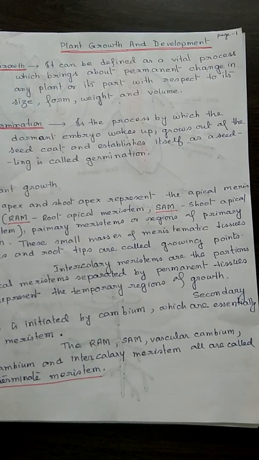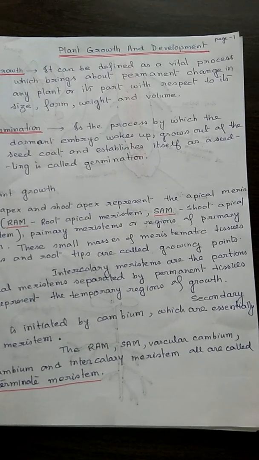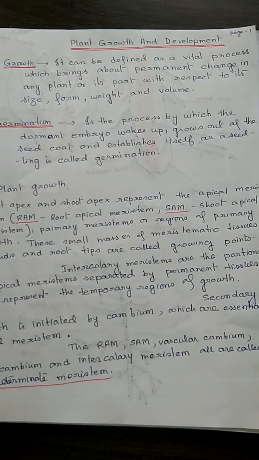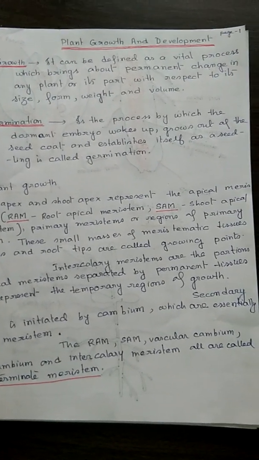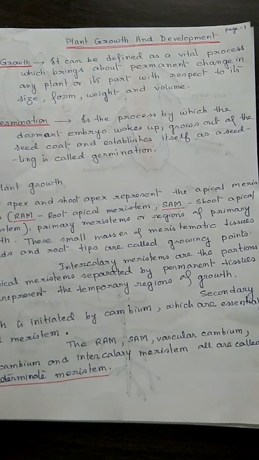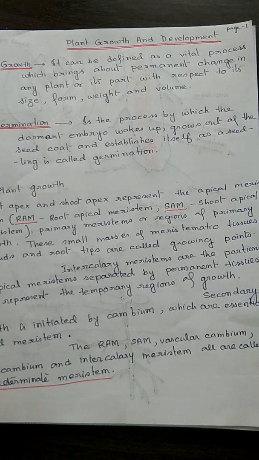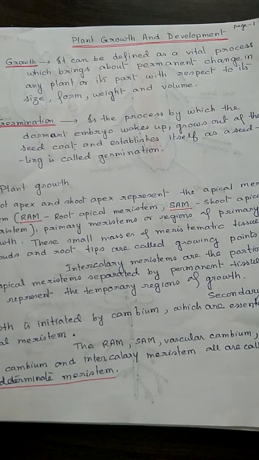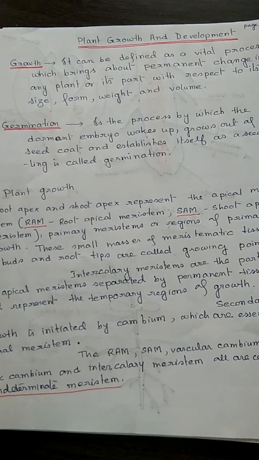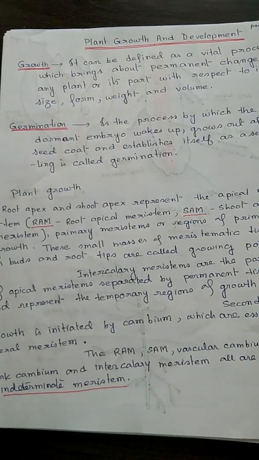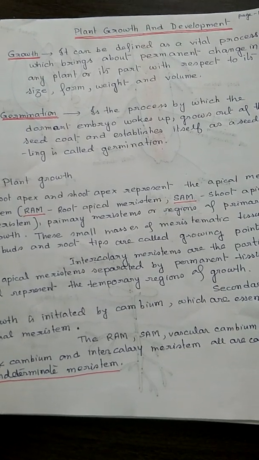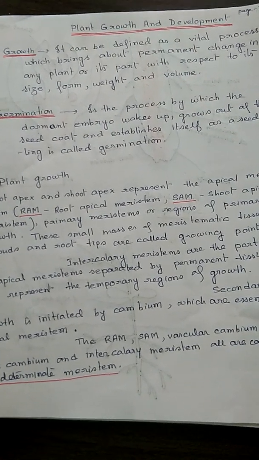Now I will explain the difference between growth and development, but before that, what is the definition of growth? It can be defined as a vital process which brings about permanent change in any plant or its part with respect to its size, form, weight and volume. Okay, so germination is the result of growth.